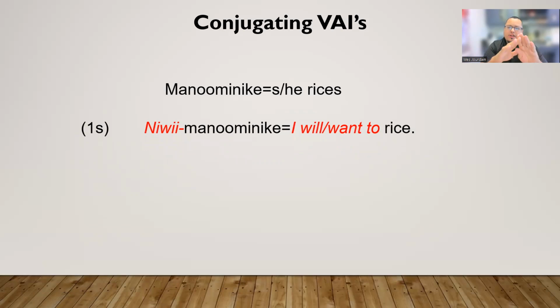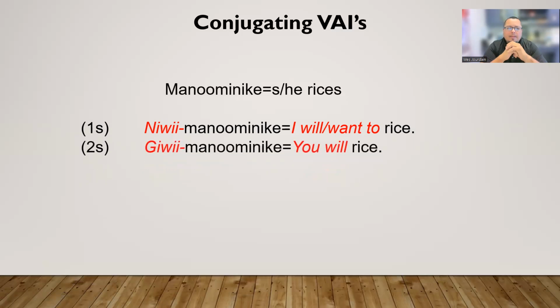Okay, we're talking about future tense. Here we're talking about me, I. We add ni, and our future tense marker is going to be wi. Future tense marker, will or want to. Okay. Niwi manominike. I will or I want to rice. 2S. Second person singular, talking about you. Giwi manominike. You will rice.